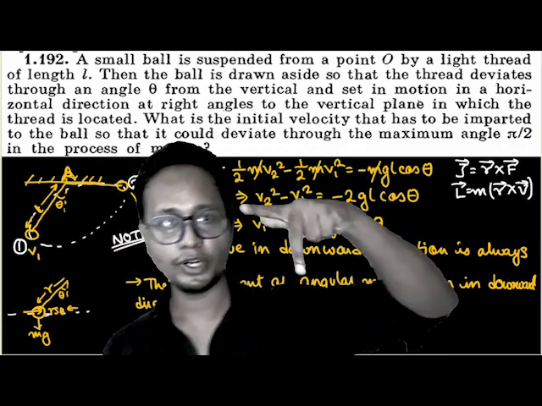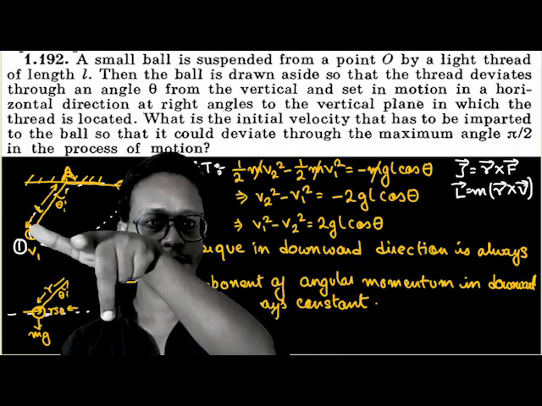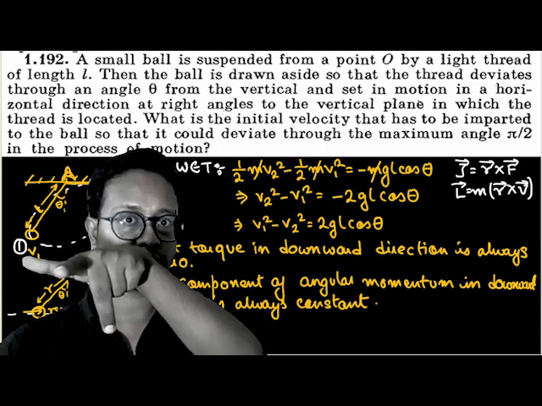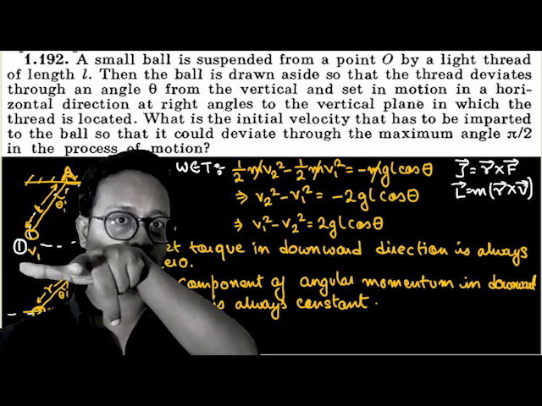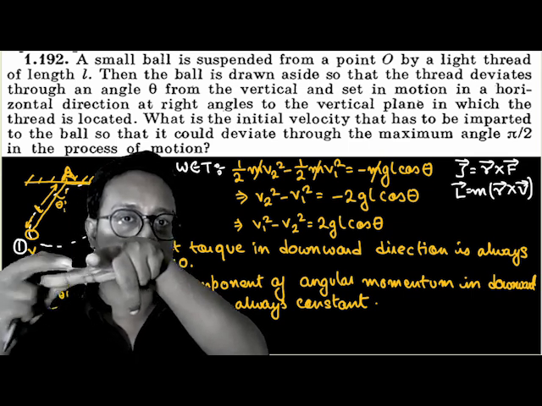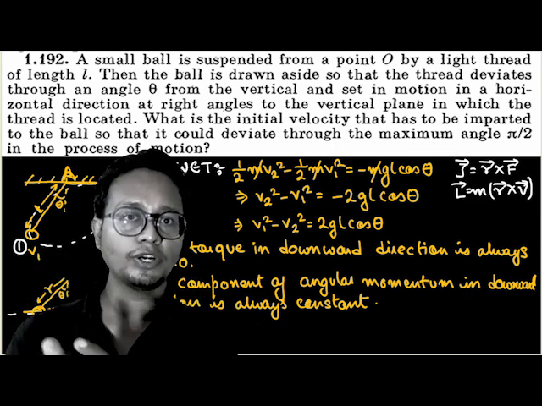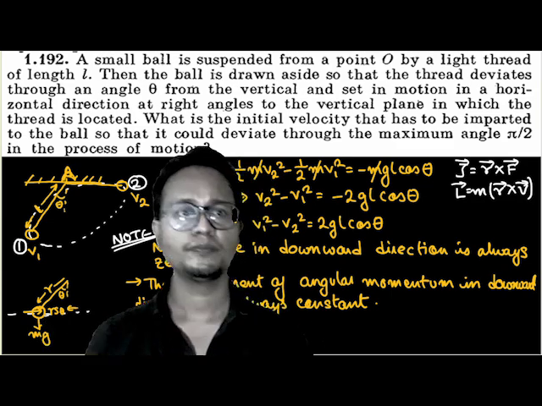That means what is the downward component of angular momentum at position 1? Velocity is in this direction. I'm trying to figure out angular momentum in the downward direction. So this angular momentum will be in the downward direction. V1 is in this direction. So what is the component of r? I must take this component of r. This component of r is nothing but r sine theta, isn't it?